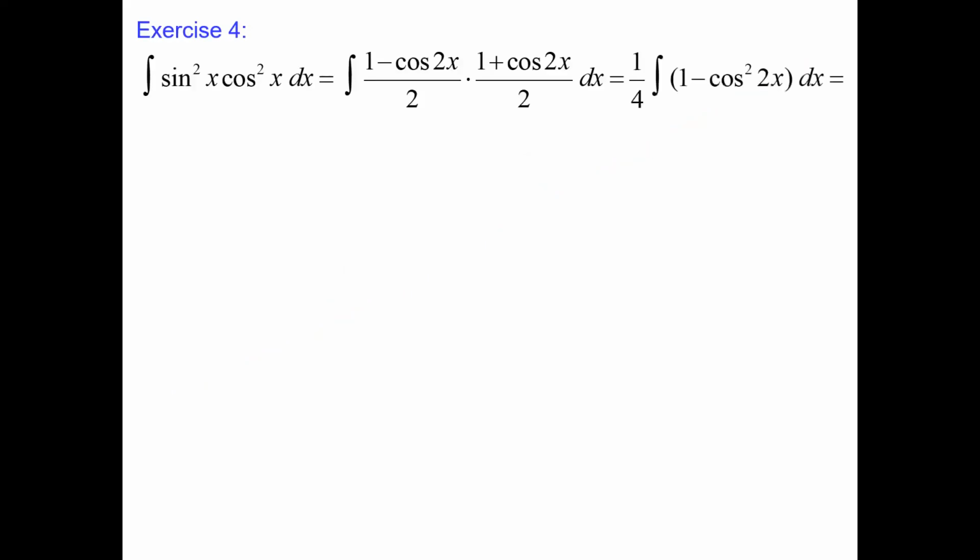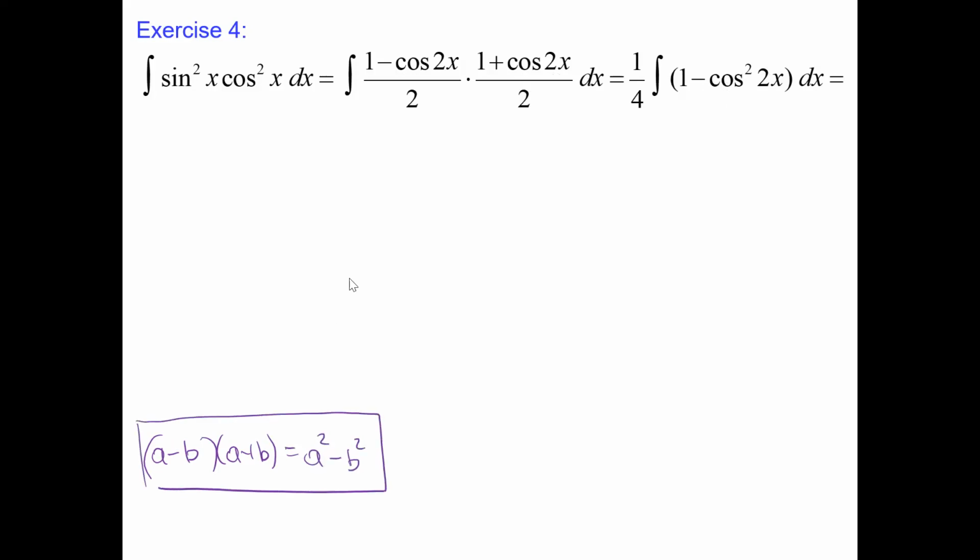2 times 2 is 4, 1/4 is outside, and now we have to multiply the numerators. 1 plus cosine of 2x, 1 minus cosine of 2x, 1 plus cosine of 2x. This will give us this, right? Because we know that when we have a minus b and a plus b, conjugates, we just square the first one, square the second, and minus. Okay, that's what I did.